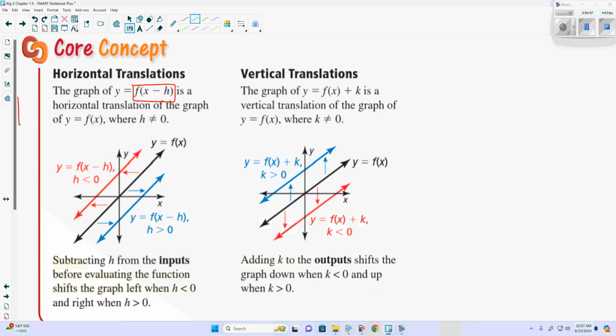The key equation for this is f of x minus h, because subtracting h from the inputs before evaluating the function is what's going to move it left or right. So whatever our movement left or right is, we're going to put it in place of h to apply it to the function. The key part is this equation here, f of x minus h, is our horizontal translation.